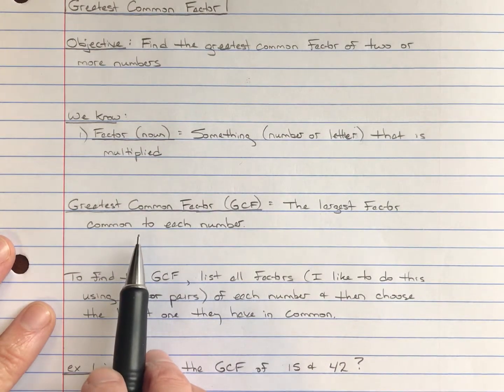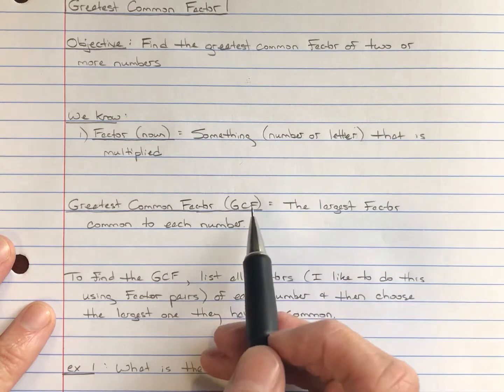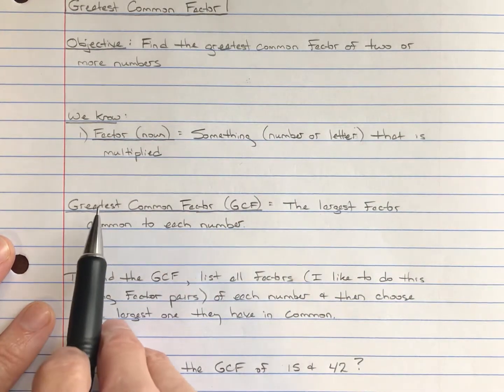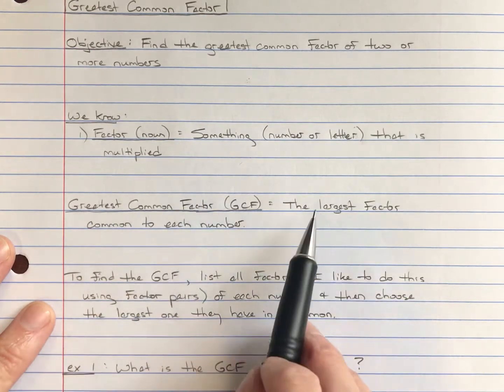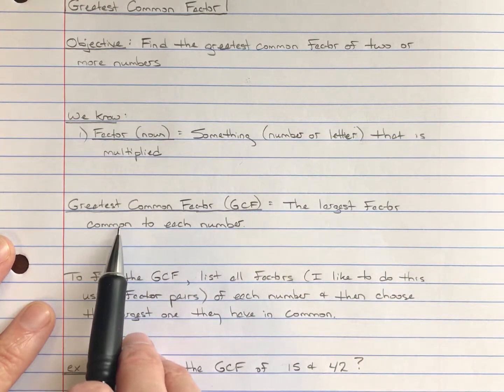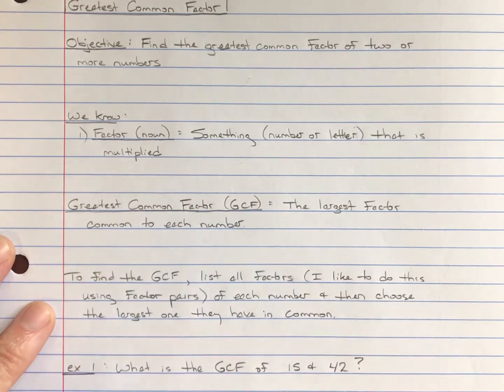So now a definition. What is the greatest common factor, often abbreviated GCF? Well, if you just use some synonyms, it's the largest factor that is common to each number. So, the largest factor that they have in common.